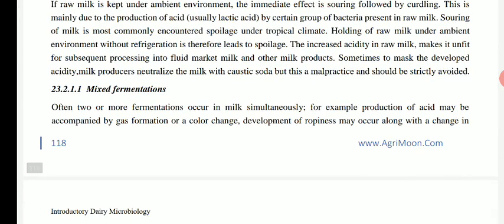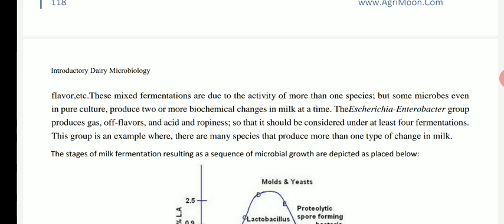Then next, mixed fermentations. Often two or more fermentations occur in milk simultaneously. For example, production of acid may be accompanied by gas formation or color change, and development of ropiness may occur along with changes in flavor. So there is a concept called mixed fermentation. Along with lactic acid, gas is also produced, some ropiness-like structure appears in milk, and some additional flavors and aromas get developed. These are nothing but mixed fermentation.